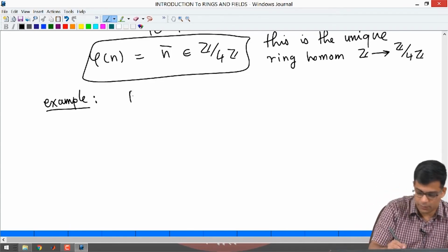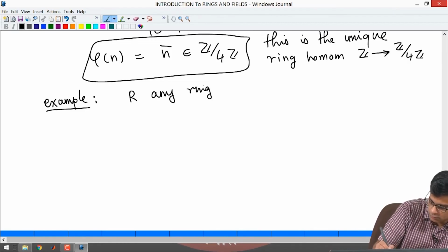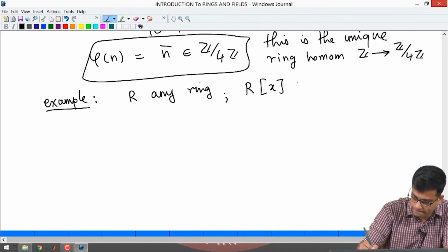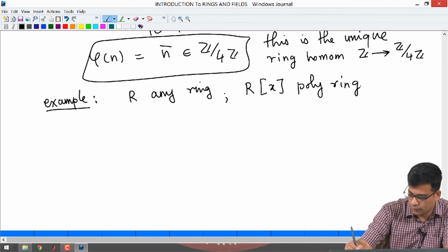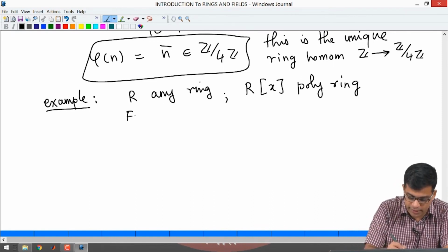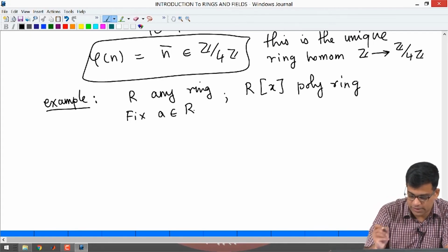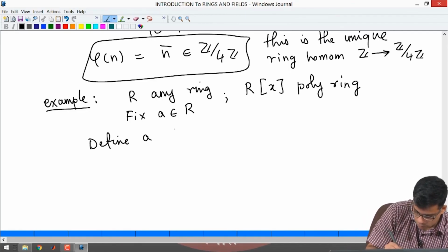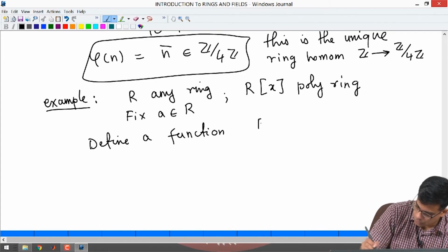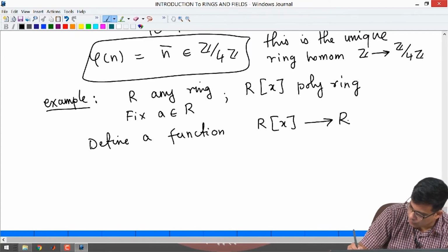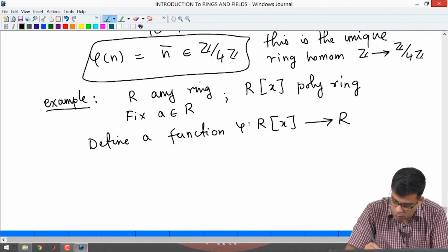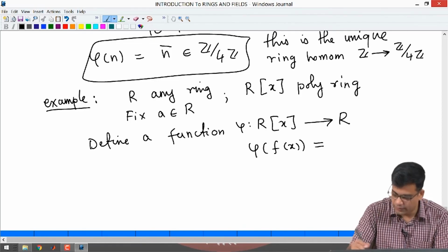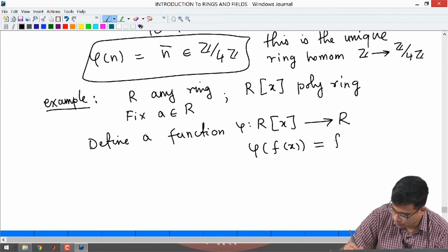Okay. So, for this purpose let us take R any ring and consider the polynomial ring R[x] that we discussed in a previous video, and let us fix an element of R, let us call it a. So, define a function from R[x] to R by sending, let us call this phi of f(x), f(x) is a polynomial in R[x], I send it to f(a).